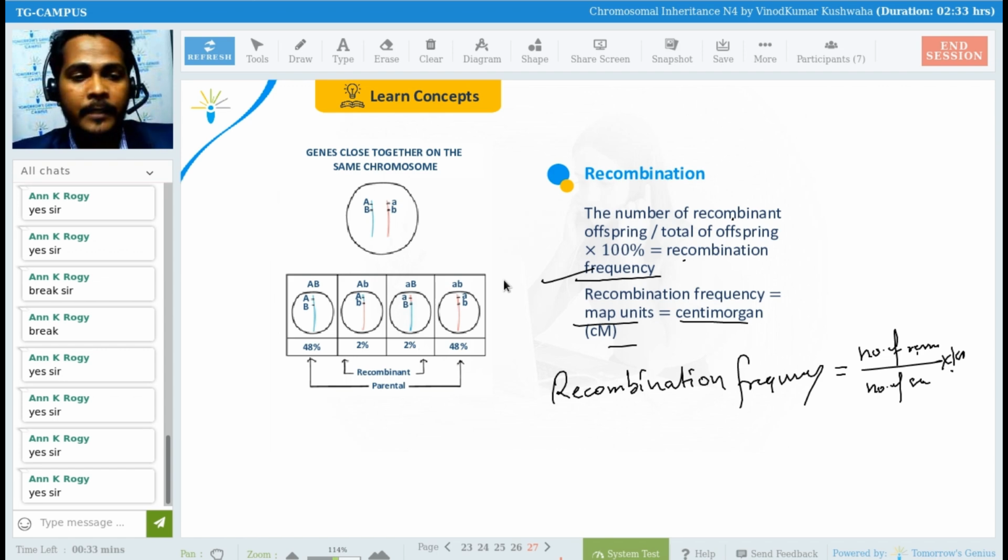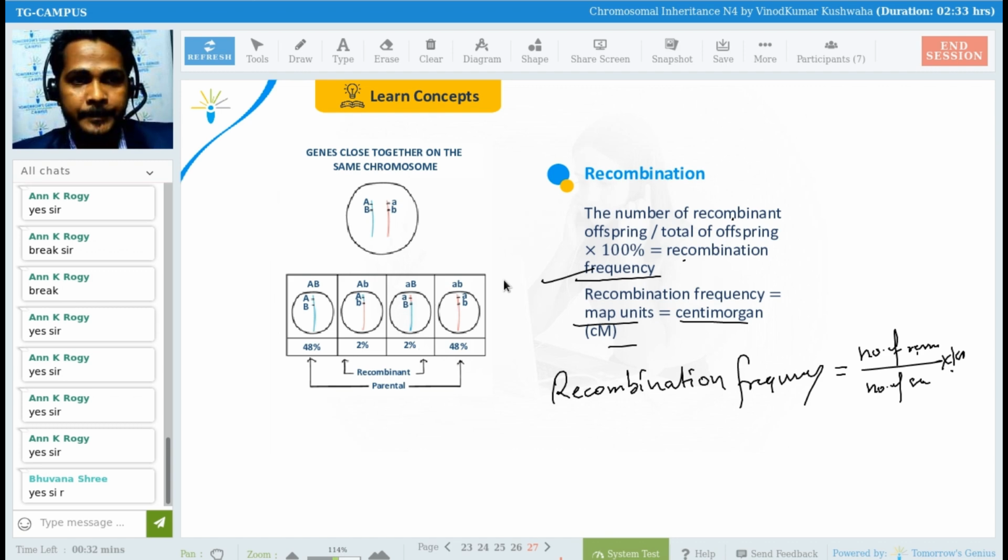Anyone who has a doubt, please ask me. Otherwise, can I move to the next part of this session? Responded fast. I'm waiting for a response from everyone, not only Anne. Okay, Bhuvanasri responded. Rahul responded. Great.